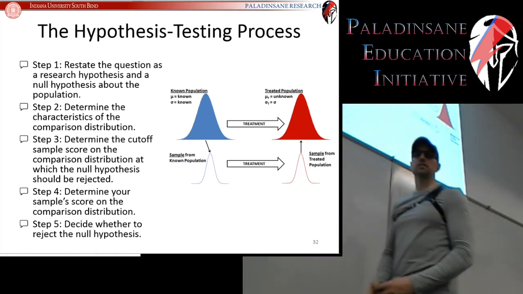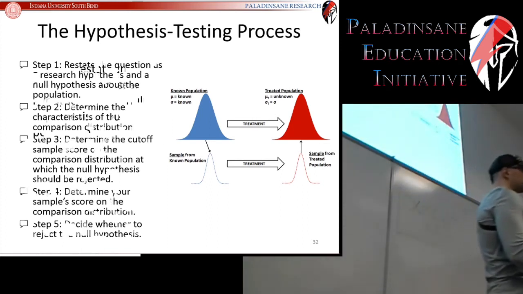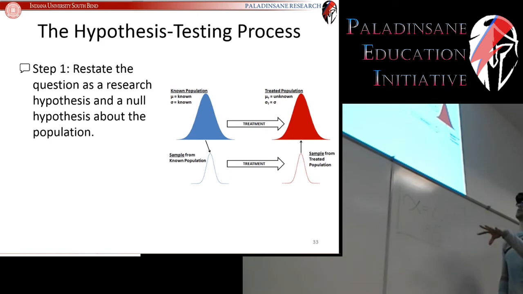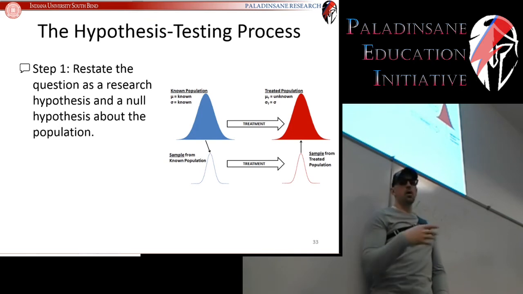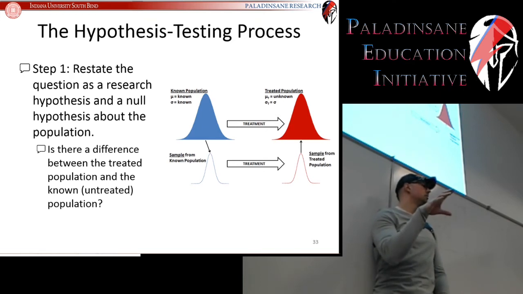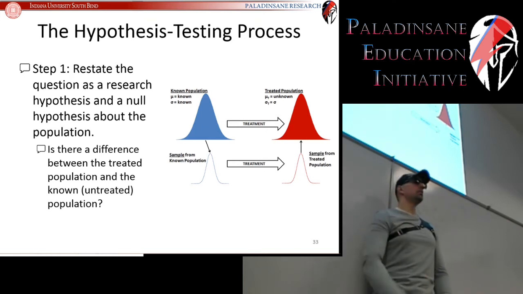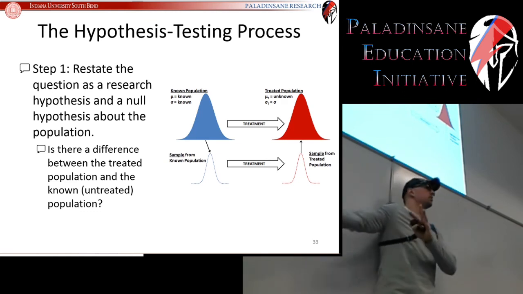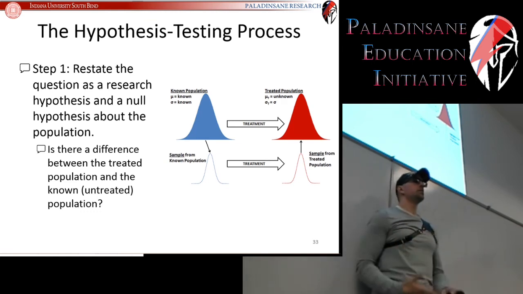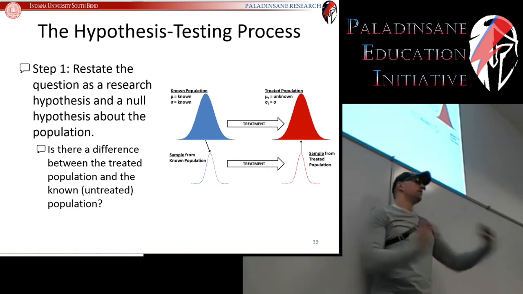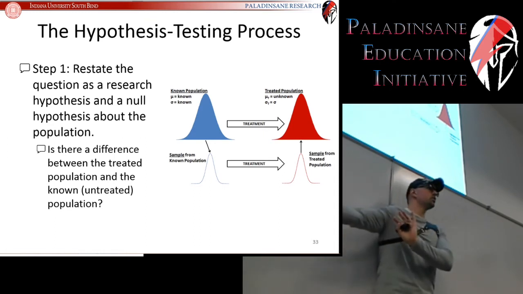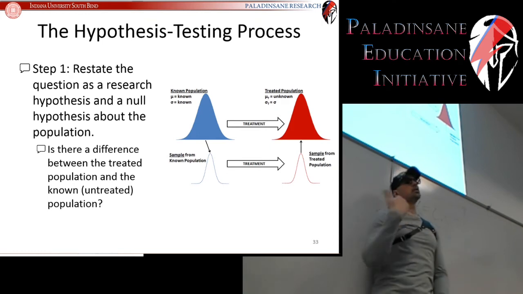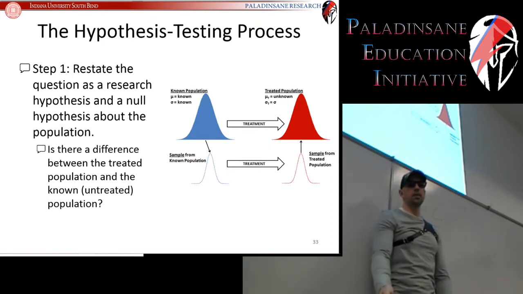We're going to take a look at each of those 5 steps now in a little bit more detail than we did last time. Starting off with step number 1, restate your question as a research hypothesis and a null hypothesis about the population. This is how we go from a question that we're interested in to a question that the statistics can be applied to. Usually we just want to know, is there a difference between a treated population and an untreated population? Is there a difference between autistic children that went through this program versus autistic children that went through a traditional program? Is there a difference between depressed people that took this drug versus depressed people that took another drug? That's usually what we want to know. Is there a difference between these 2 populations?